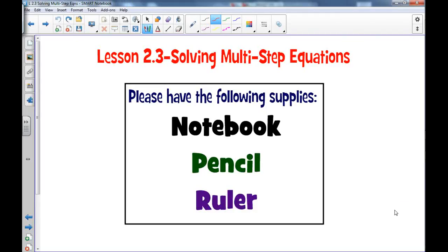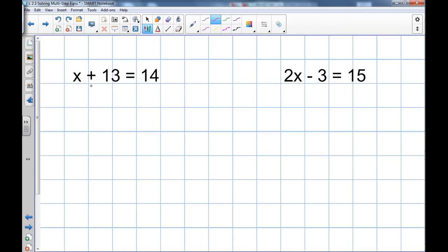Alright, this is lesson 2.3 and we are going to be solving multi-step equations. But last week, the first thing you learned, or first thing you reviewed, was how to solve a one-step equation. And in a one-step equation, you solve it with one step. This is the variable. You're trying to get the x all by itself, so you get rid of the plus 13 by doing the opposite, which is minus 13.